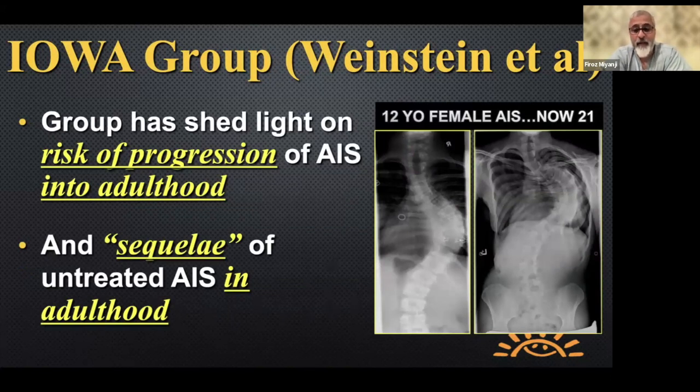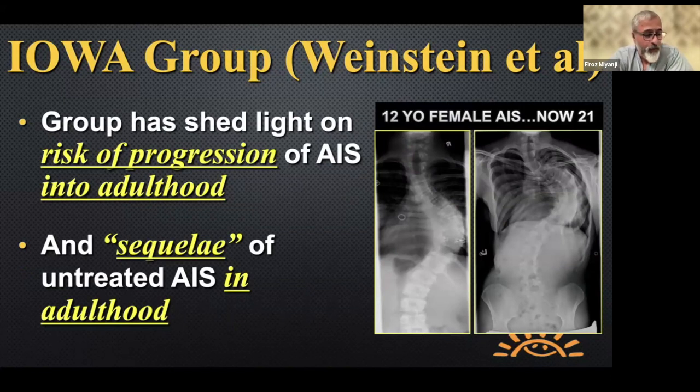This is actually a patient of ours at our center. At 12, she had about a 60-degree curve and was skeletally mature, quote unquote, at the time. With a 60-degree curve, she was offered surgery and declined, and then they re-presented at the age of 21 with that significant progression.